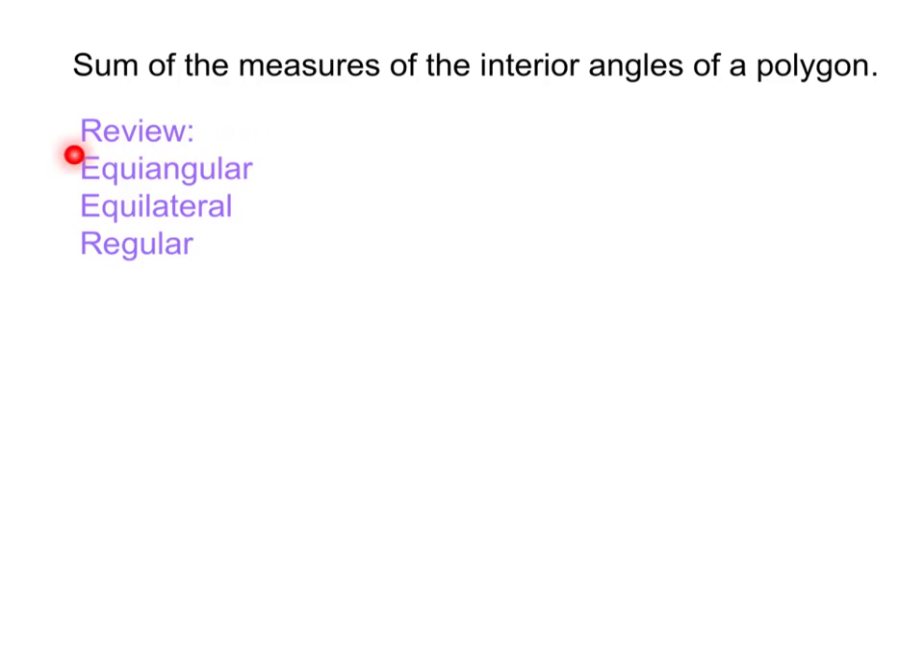Equiangular. You know that equiangular means that each vertex of the triangle has the same measure. So in a polygon, an equiangular polygon is one where each vertex has the same angle measure. Equilateral, lateral meaning side, means each side has the same length. And regular means that it is both equilateral and equiangular. So each angle is the same measure and each side has the same length.